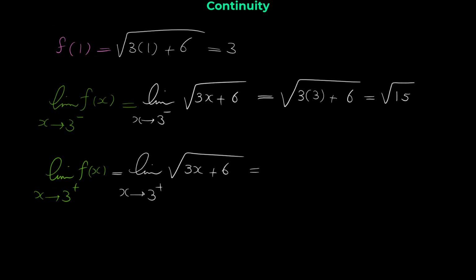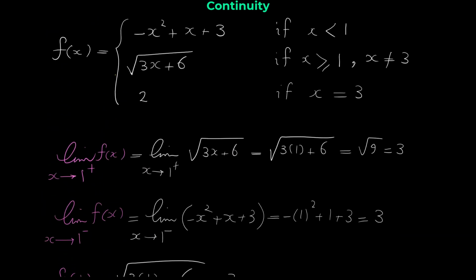So the limit would be the same. Radical 3 times 3 plus 6 is radical 15. Because the left limit and right limit are equal to each other, the limit of f of x when x approaches 3 exists. So the function has a limit at 3. Then we are asked to find f of 3.